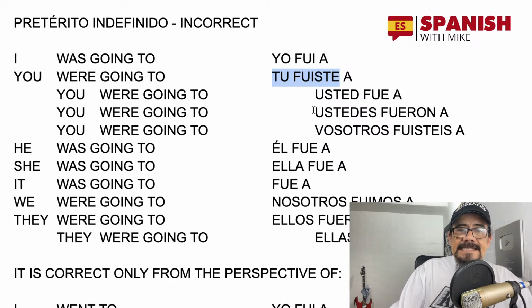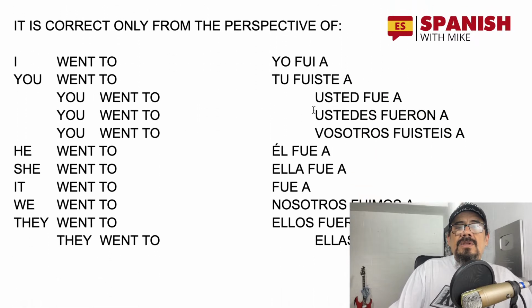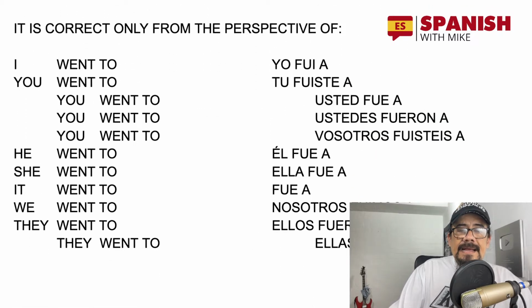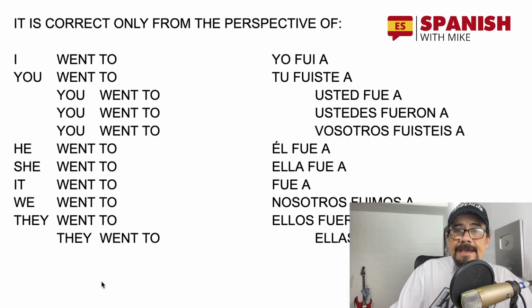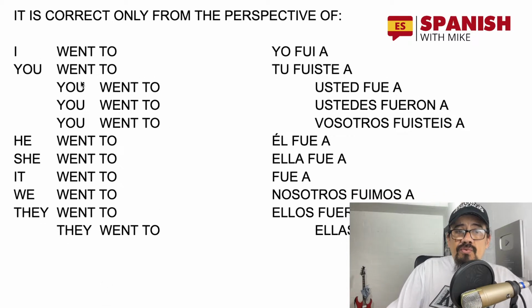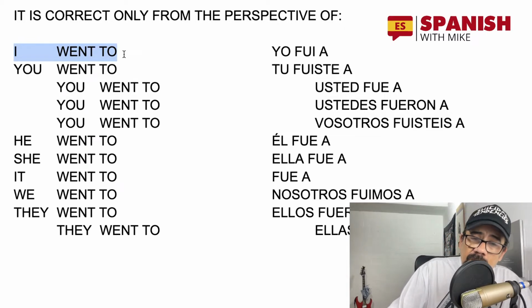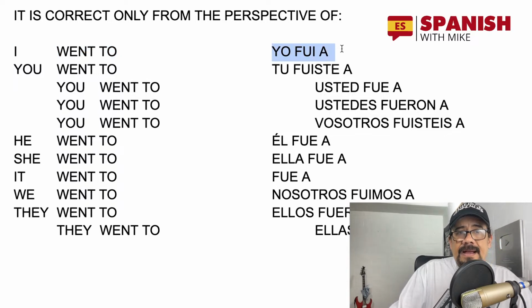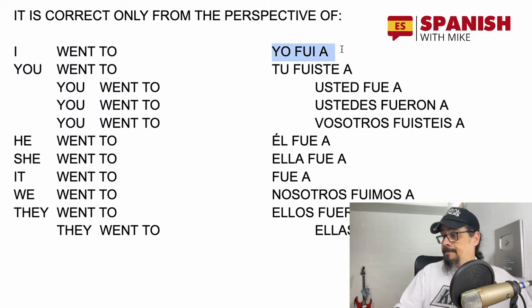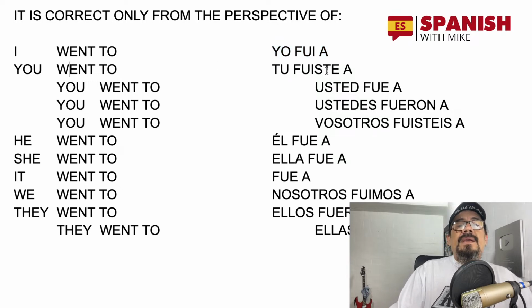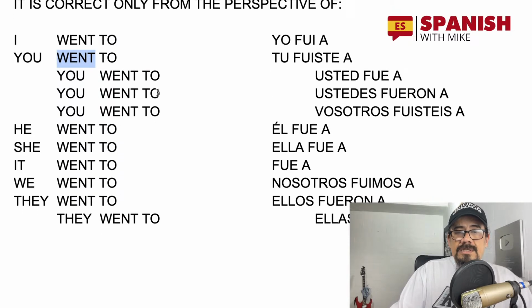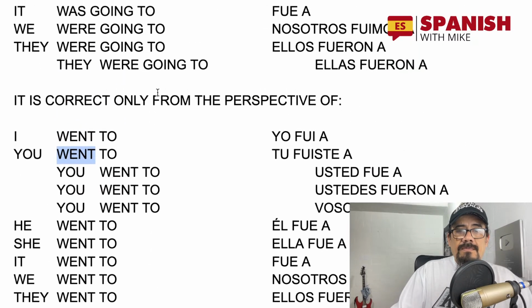I cannot say that. That would be correct only and only if the translation really comes from this form. I went to, like I went to the movies like last night. Yo fui al cine la noche pasada. And the translation in this would be really the translation according to the verb itself in its simple past form, which is something that we have learned so far.